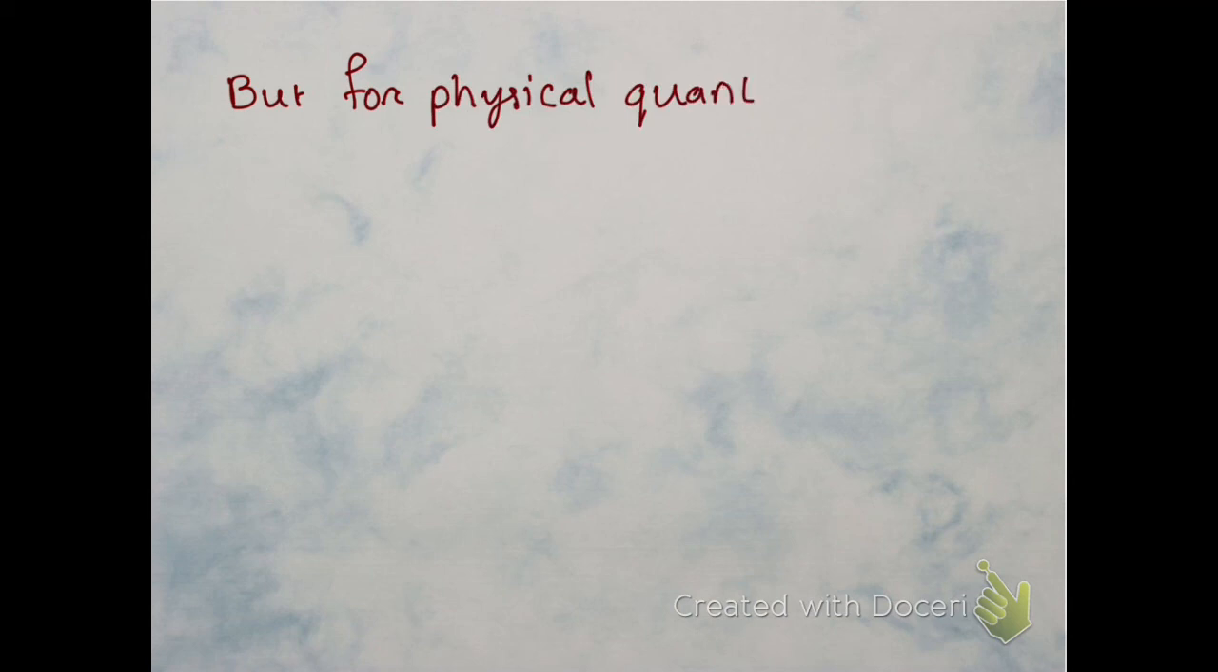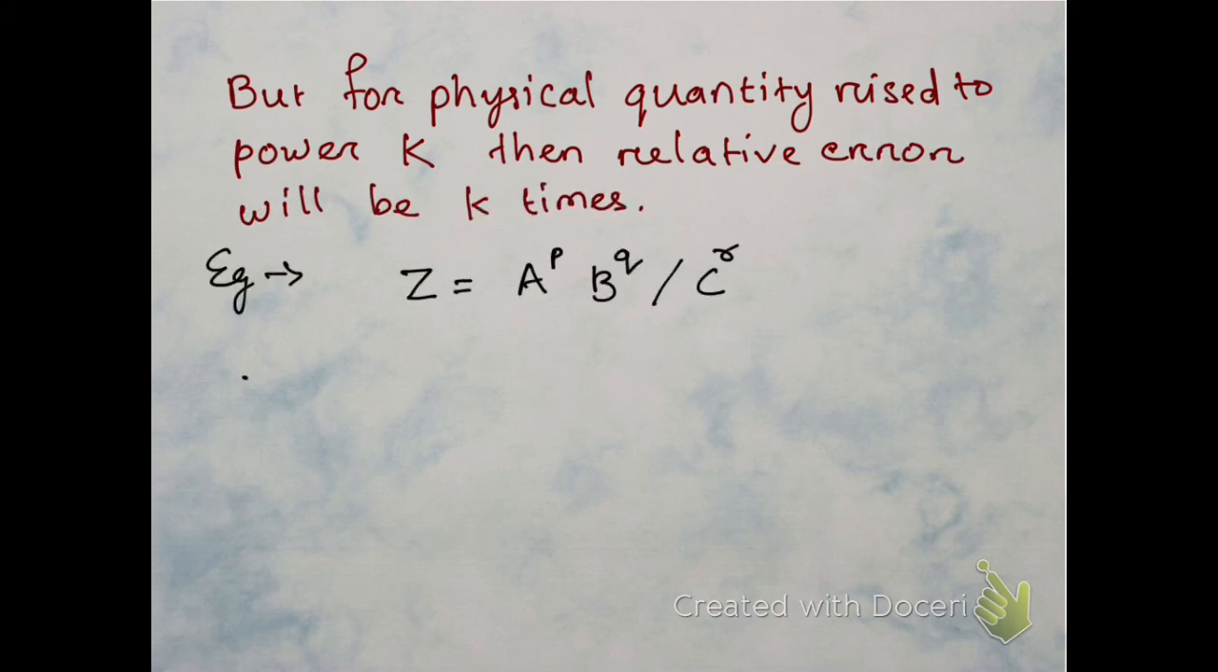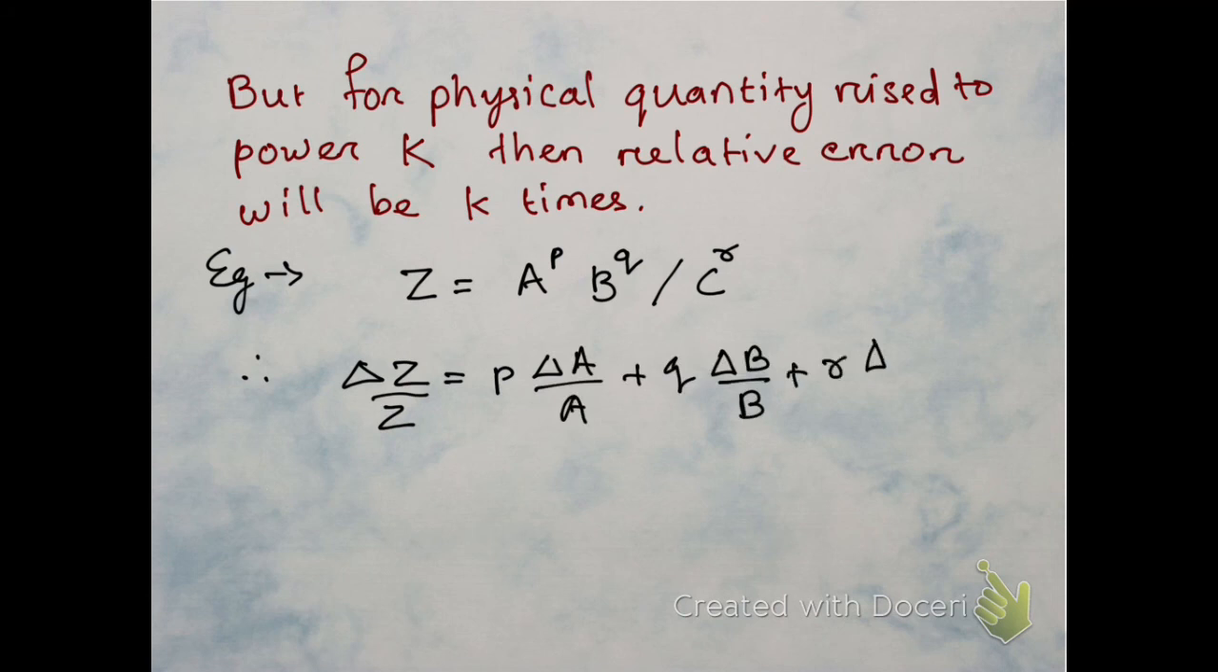Now, what if there is a physical quantity which has a power of k? For example, Z equals A to the power p, B to the power q divided by C to the power r. Then nothing to do, we will follow the same principle as last time, but here we have to multiply the power over this term, like this. So this will give the ultimate value of the relative error in Z.